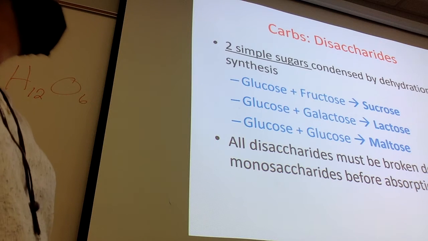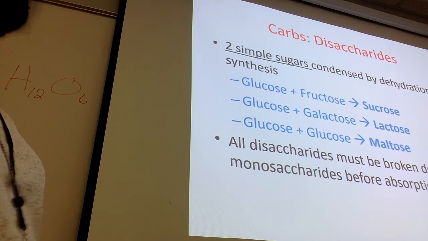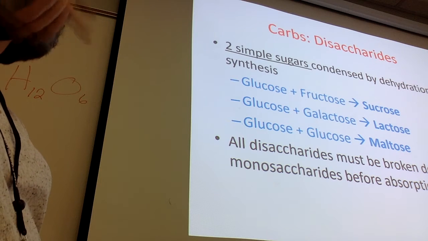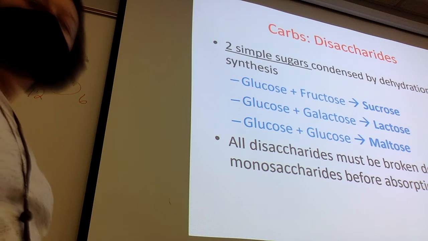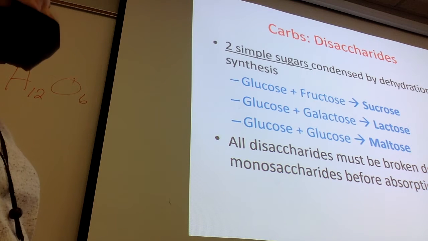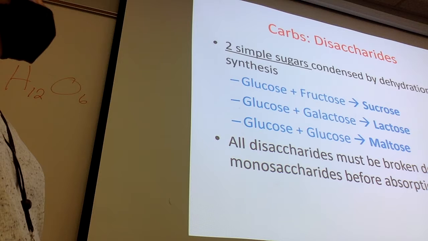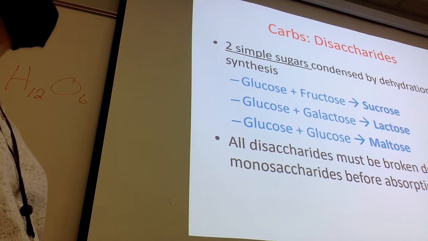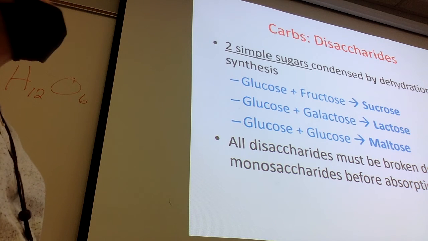Okay, so if we take those simple sugars and we just combine any two of them, we have what's referred to as a disaccharide. So think about word parts, think about prefixes. Two. Glucose and fructose makes sucrose. That's what we're putting on our cereal.